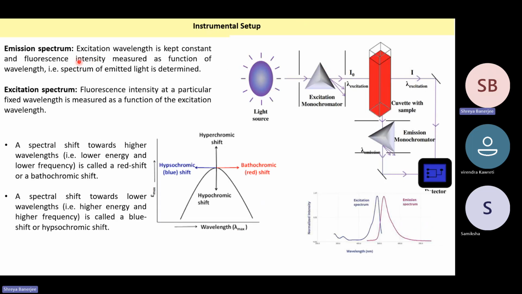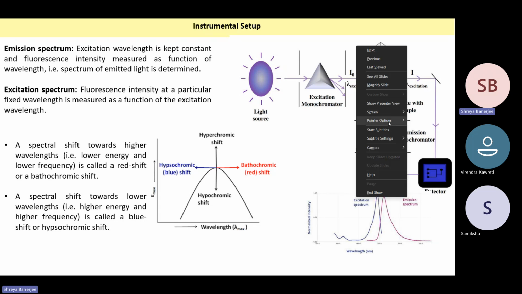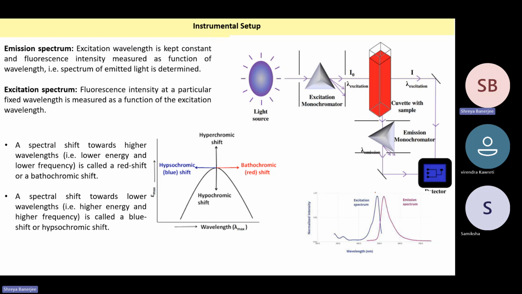We have already seen emission spectra and absorption spectra, and we have seen that the difference between these two is the Stokes shift. There are certain other terms which are being defined here. You can see the wavelength of the emission spectra is greater than the wavelength of the excitation spectra. So there is a wavelength shift in this direction. That is called a bathochromic or red shift. If there is a wavelength shift in the opposite direction, that is called a hypsochromic or blue shift.